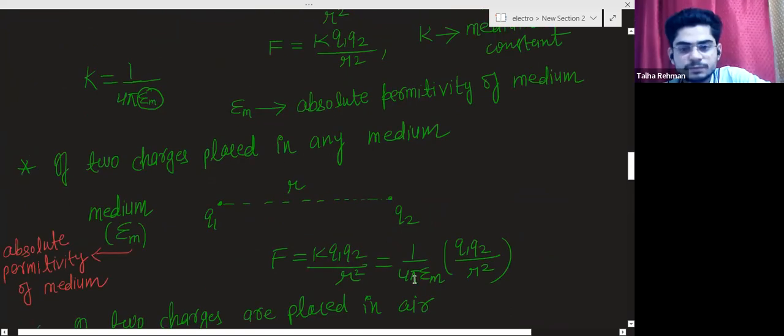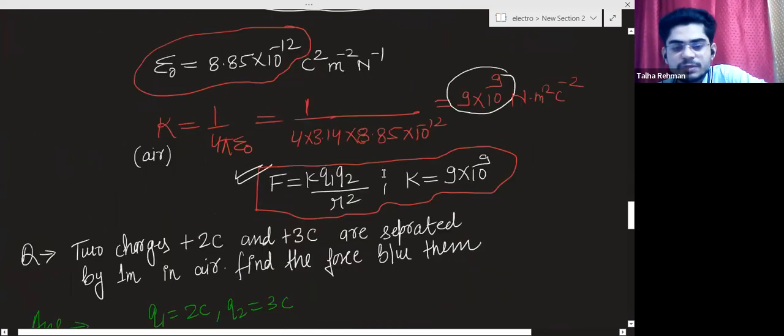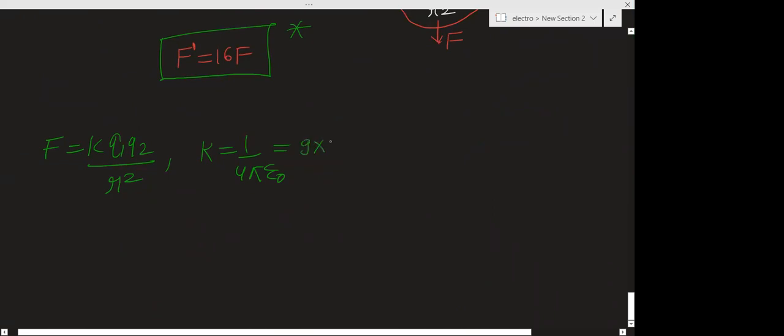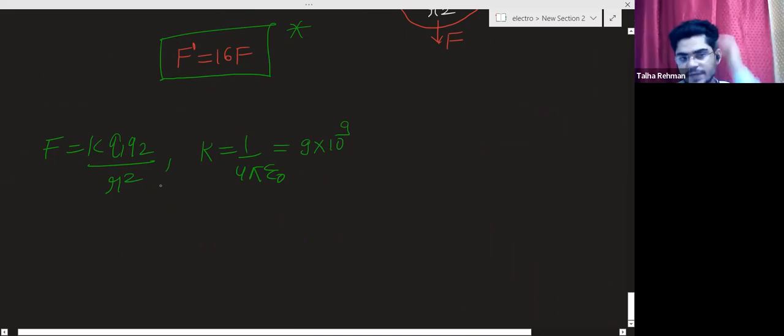This formula is not necessary. You should remember this only. And what is the value of K here? 9 into 10 to the power 9. Okay, so this is a very important formula.